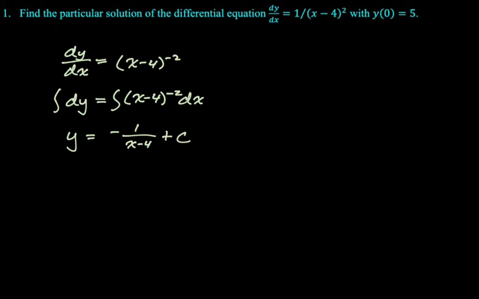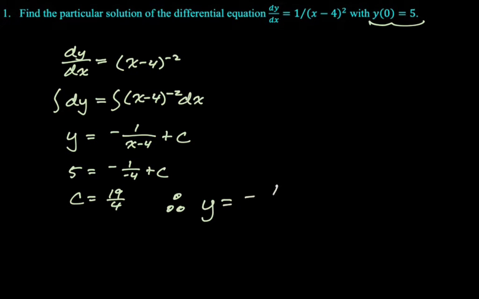Now we have to solve for c, so y of 0 is equal to 5. So 5 is equal to negative 1 over negative 4, which is positive 1/4. So you get 20/4 minus 1/4, which is 19/4. So I get c is 19/4. Therefore, I'm going to say that y is equal to negative 1 over x minus 4, plus 19 over 4.